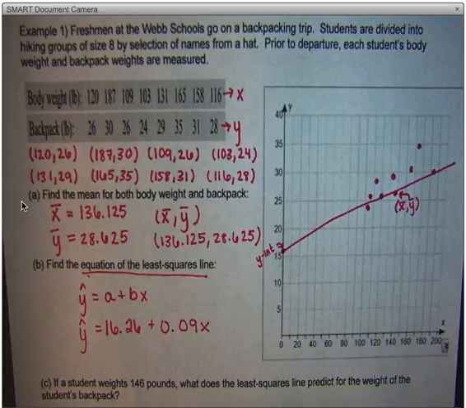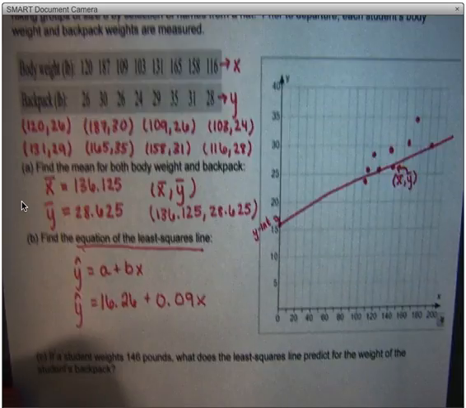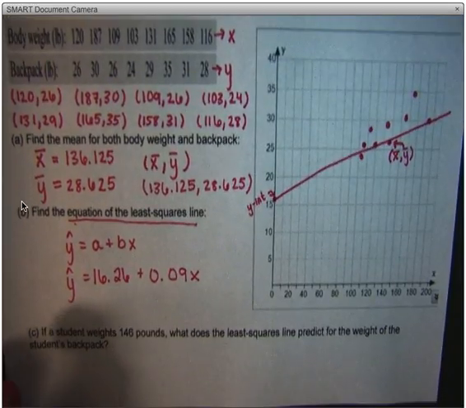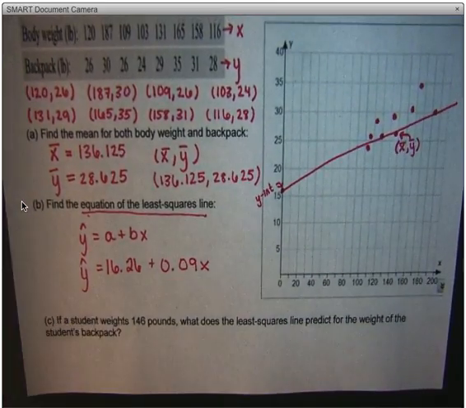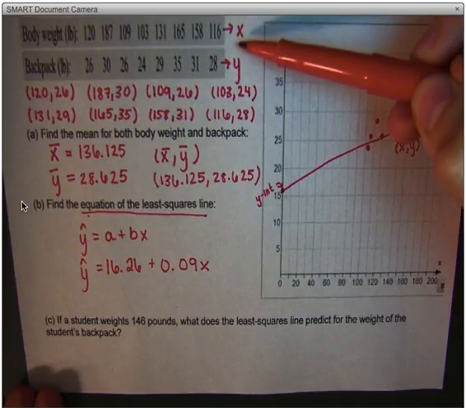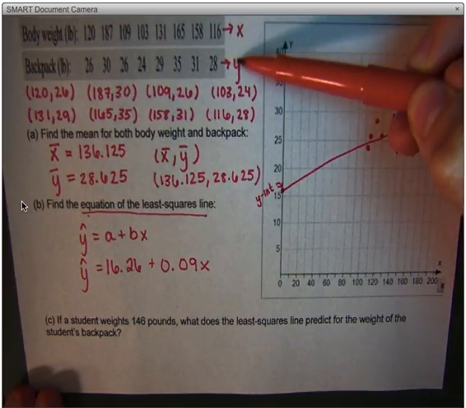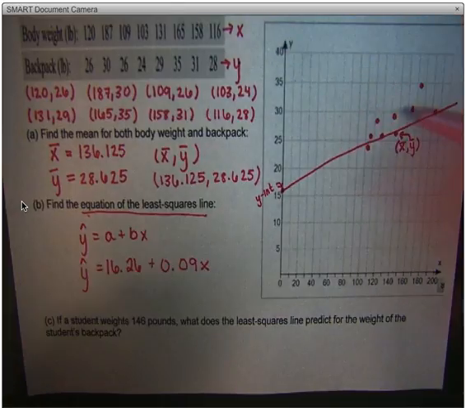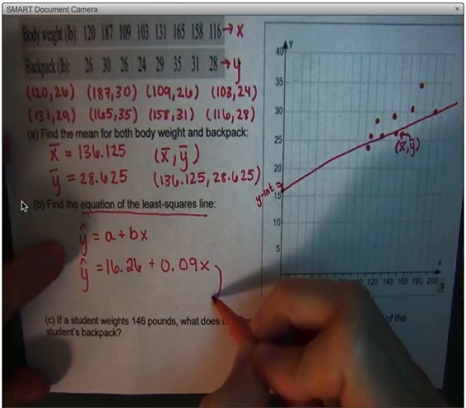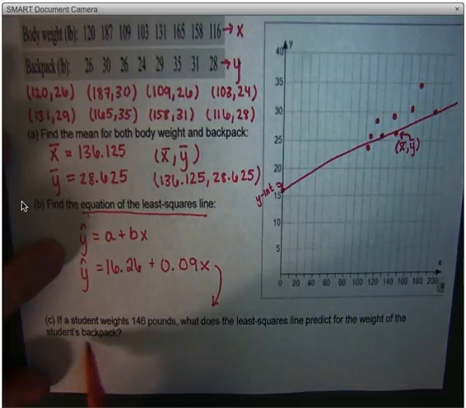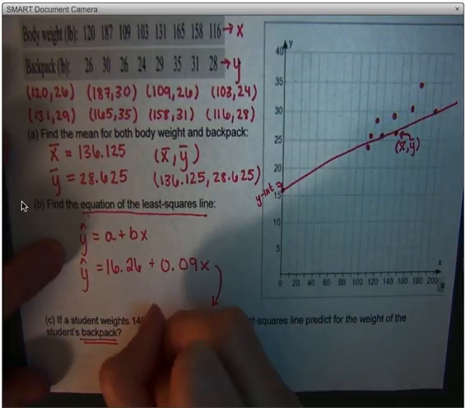Okay, so for part C, if a student weighs 146 pounds, we want to know what the weight of the backpack should be. So if you come back up to our chart, we said that body weight or student weight was our X value, backpack weight is our Y value. So we're going to use this equation. We want to know the backpack weight, so that means we're trying to find Y.